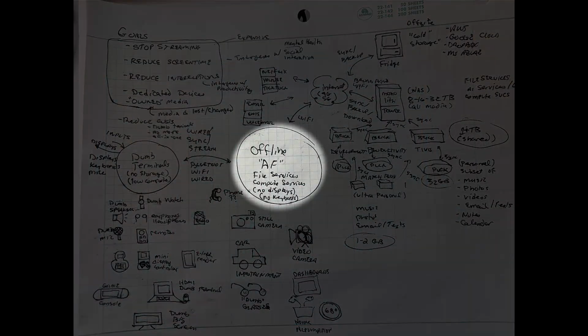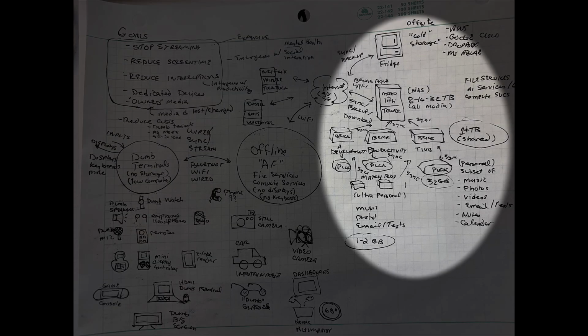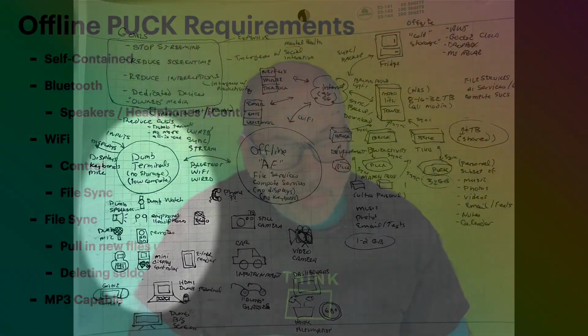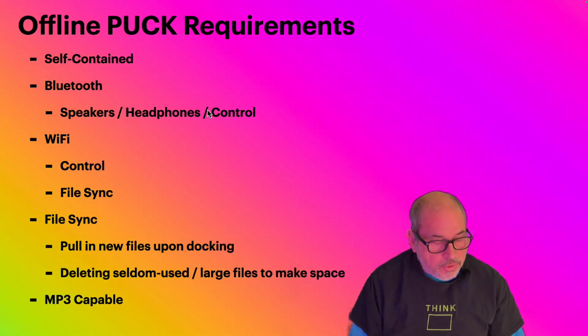If you remember from last time, Offline AF is an ecosystem where our files and compute services are on one device, but all of our I/O are on other dumb terminal type devices. So before we get started, let's take a look at the requirements we have for our Offline Puck.